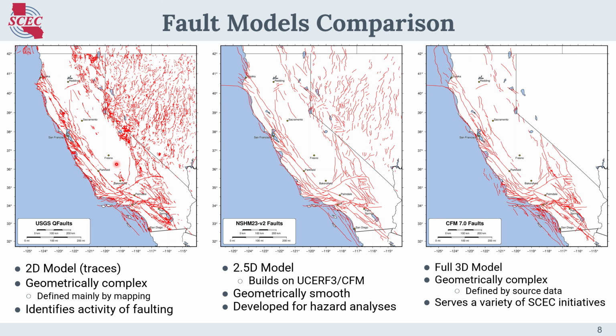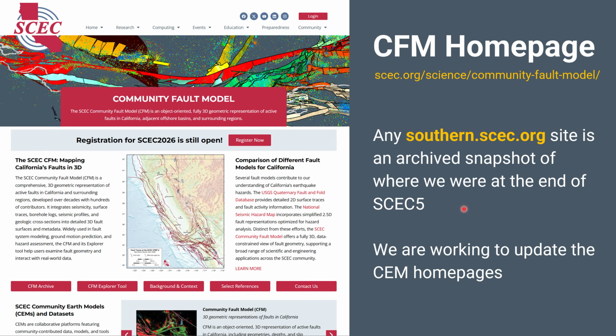It's just two-dimensional traces. The SCEC community fault model actually isn't represented very well on a map because it's a full three-dimensional model that has variations in down dip, variations along strike, as much variation as the data that constrains these faults can give us. So essentially, we want the CFM to be the best representation of what we think faults in California look like.